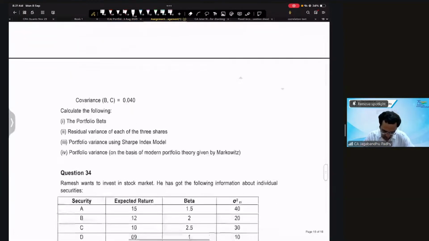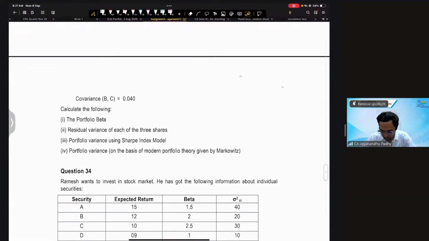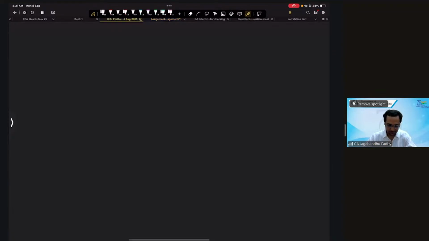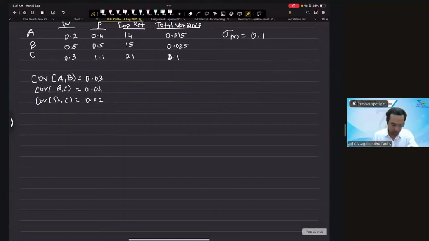So we have these covariance numbers. Now we have to calculate first up the portfolio beta, the residual variance. Residual variance is basically variance of the error term using Sharpe index model, and then portfolio variance based on the modern portfolio theory by the Markowitz. So let's first calculate the portfolio beta.